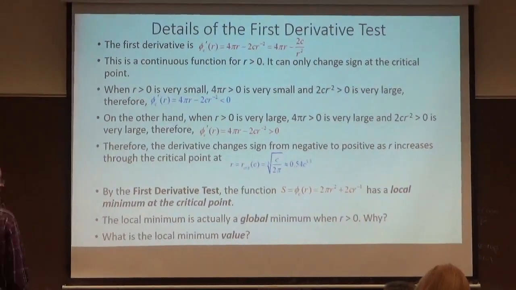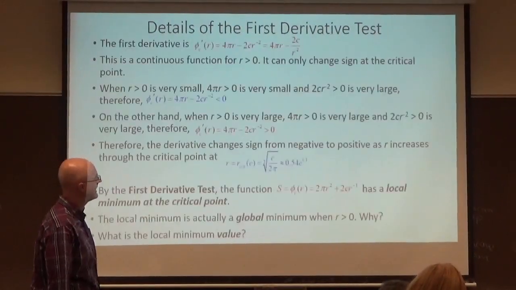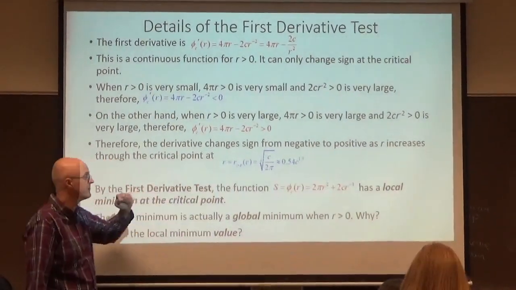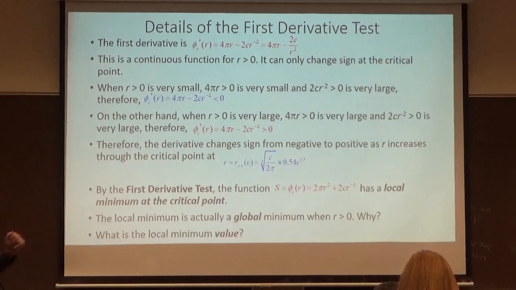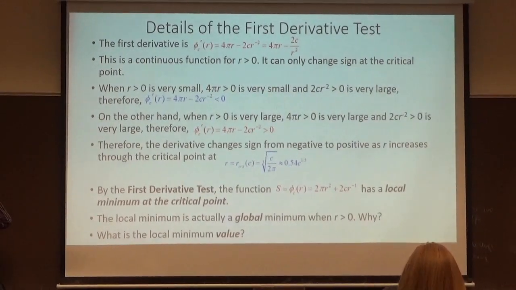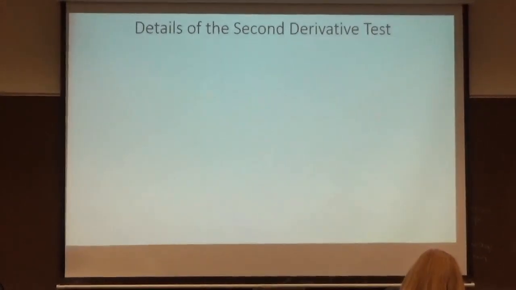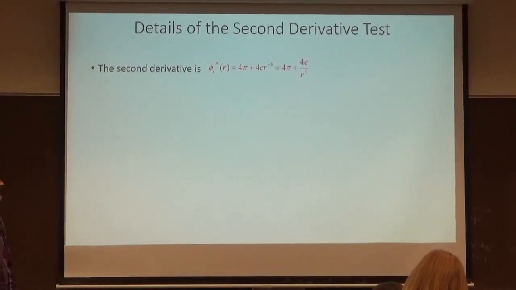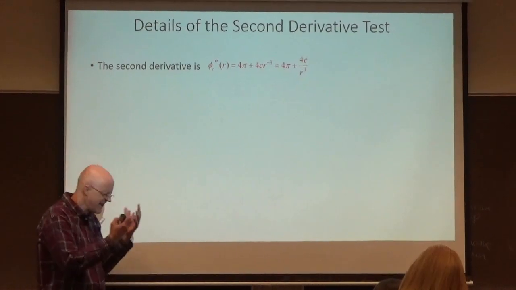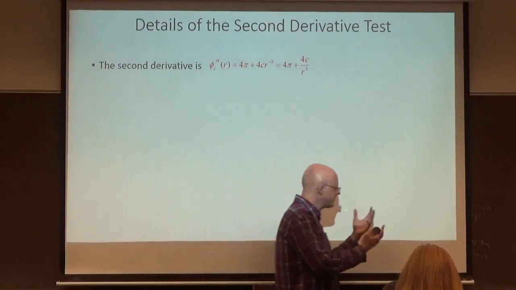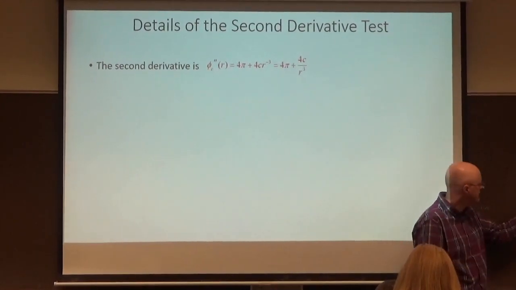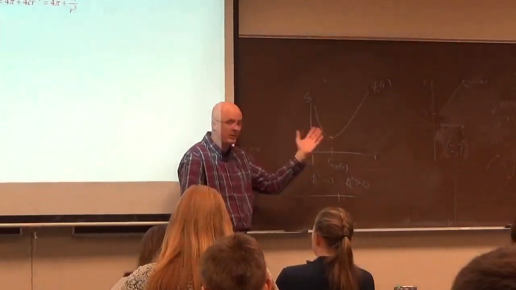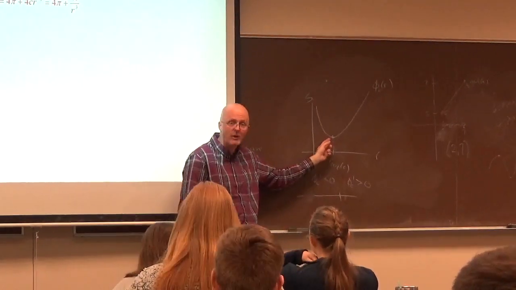What is the local min value? You have to plug that into the function. I didn't actually find it, but you have to plug this back into the function for the local min value, the local minimum surface area, which again would be a global minimum as well. Here's the details of the second derivative test. Here's the second derivative. What's the second derivative test say? What are you hoping it's going to end up showing you here? We hope the second derivative is always positive. In particular, at the critical point, so the graph is concave up, so this is a low point.